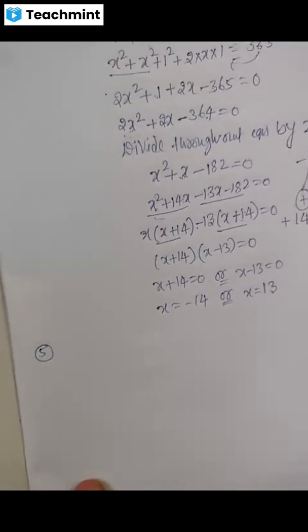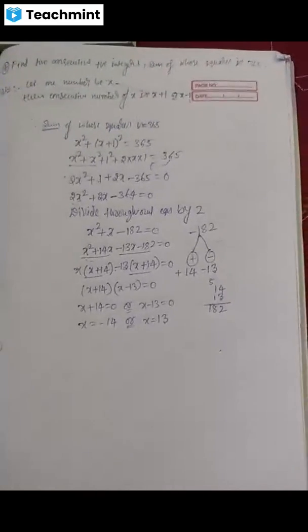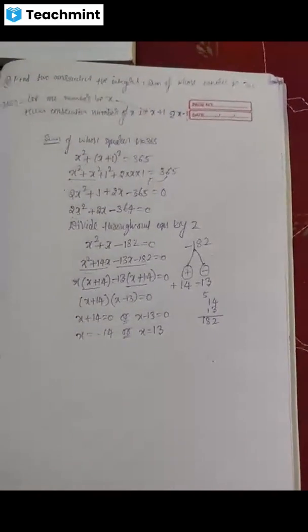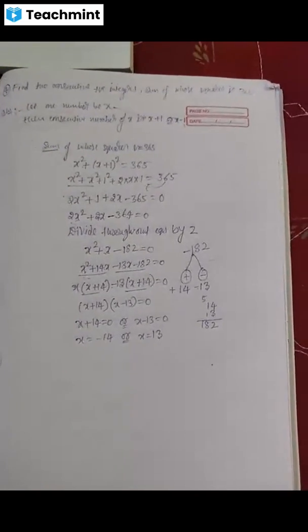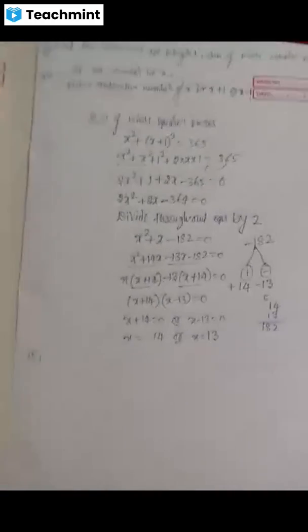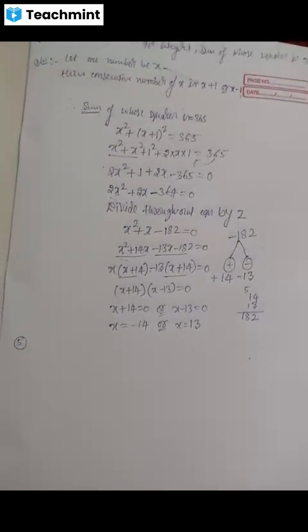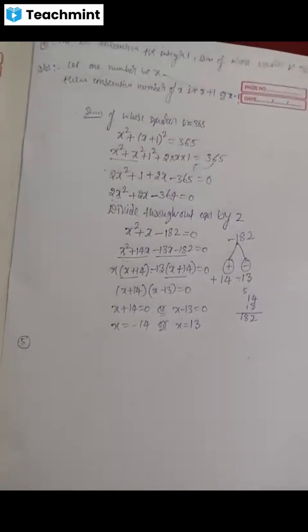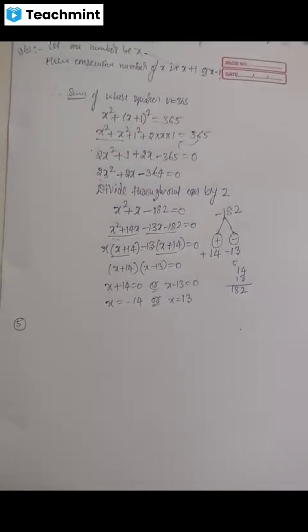That is the fifth one. The altitude of a right triangle is 7 centimeter less than its base. Altitude means what? If the hypotenuse is 13 centimeter, find the other two sides.